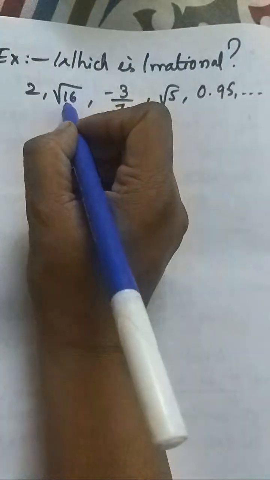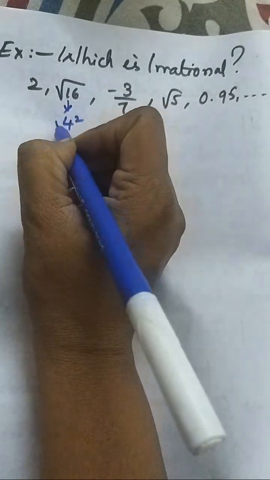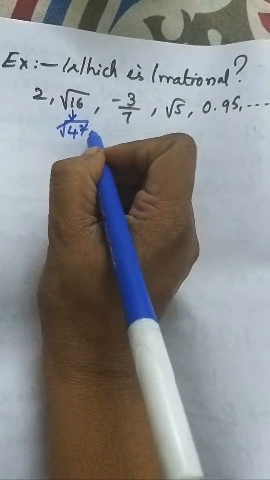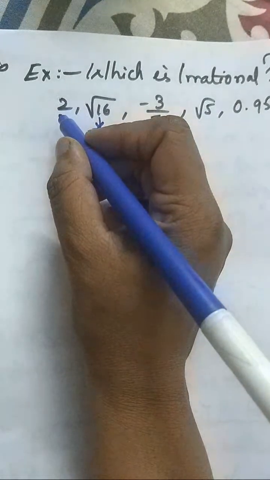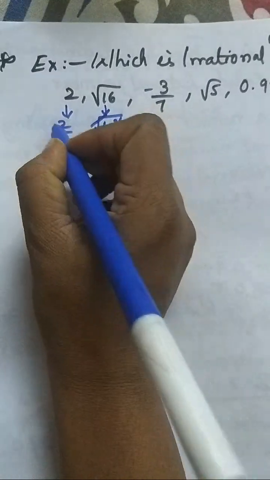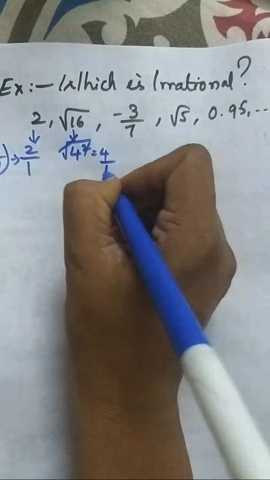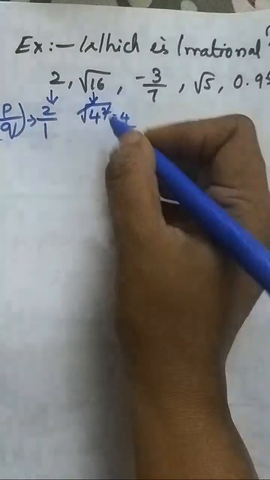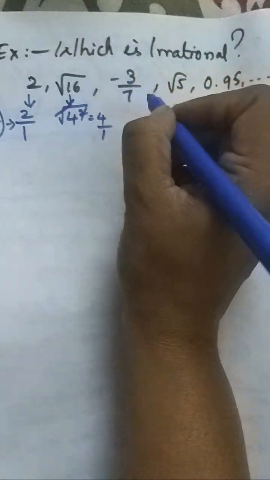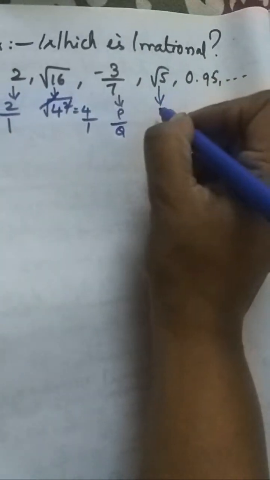here root 16 can be written as 4 squared under root. Square and root cancel, we get 4. So this is not an irrational number. Okay. Now the remaining answers are 2. 2 can be written as 2 by 1, p by q form. And 4 by 1, this can be written as 4, p by q form. This is already in the p by q form. Okay. And root 5, root 5 is surely an irrational number.